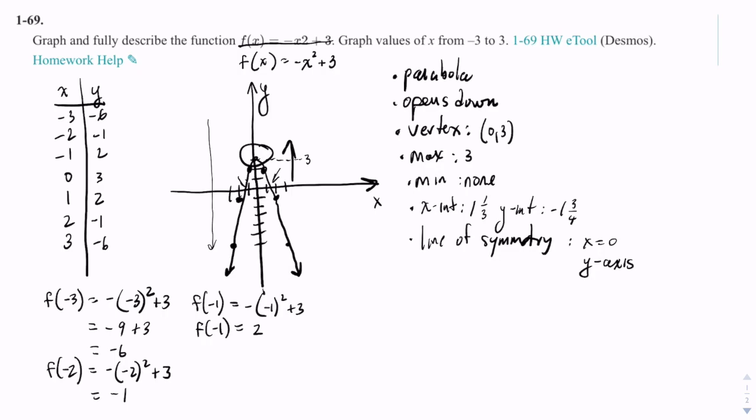Oh, sorry, wait, I made one mistake. The x-intercepts right here, there are 2 of them. There's one at 1 3/4, and then there's another one at negative 1 3/4. We didn't do the y-intercept. The y-intercept, that's easy, is at 3. So I apologize for that. And again, if you have all of these descriptions, I would say that is a pretty good description of the parabola.